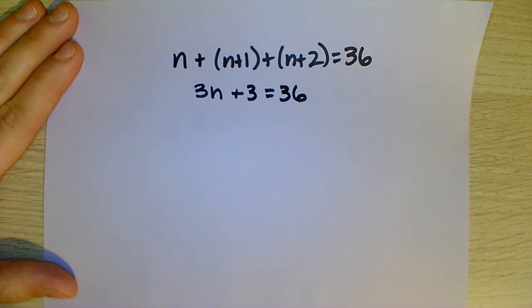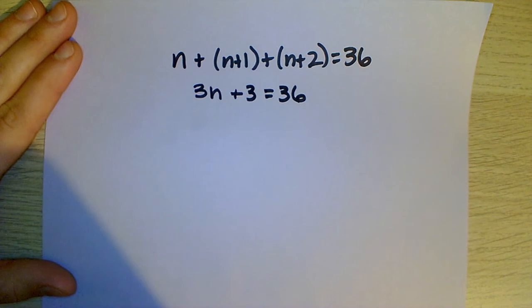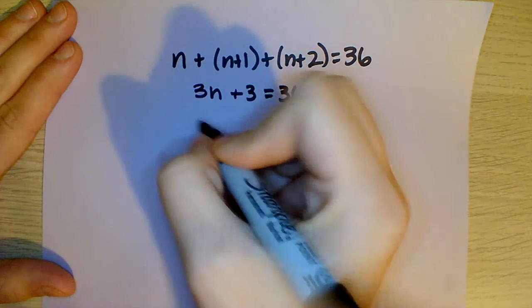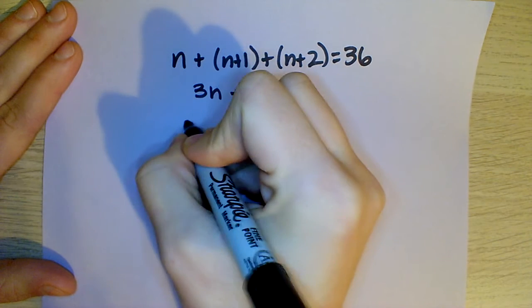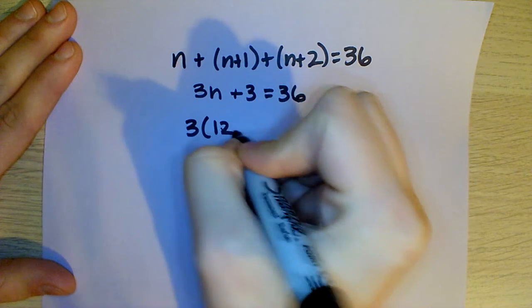Now our goal is to check and see which of the three are solutions to this equation. So the first one that it gives us is 12.5. So anywhere we see n, we're going to plug in 12.5.